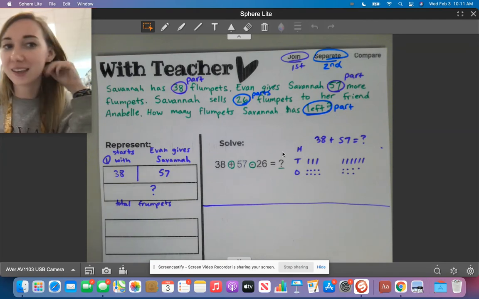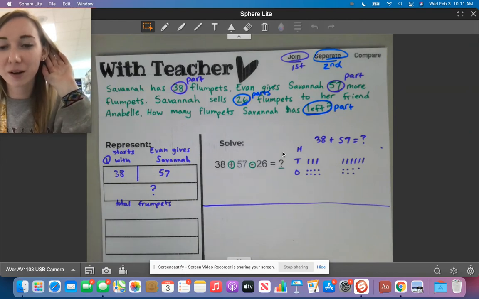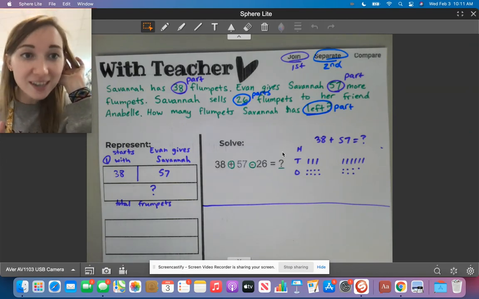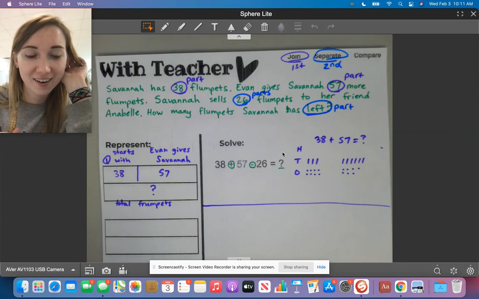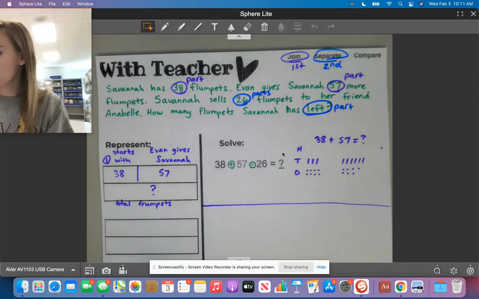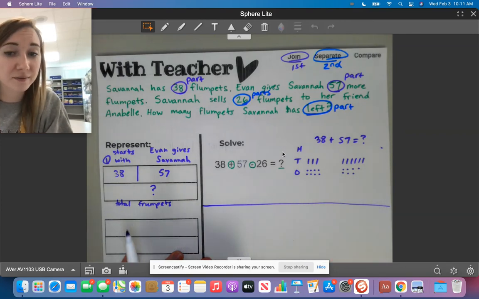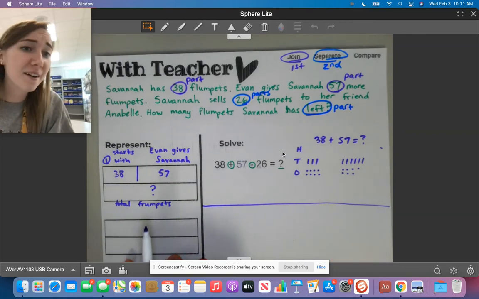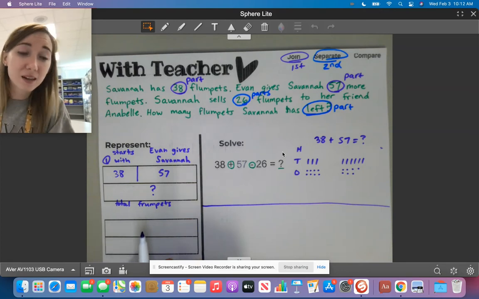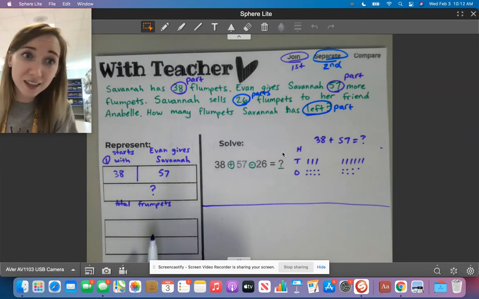Ooh, I think I heard someone out there caught a mistake. I made a mistake. What mistake did I make there? I drew 38 here, but did I draw 57? Say no, Miss Sigler, you didn't. You made a sloppy mistake. I made a silly mistake.